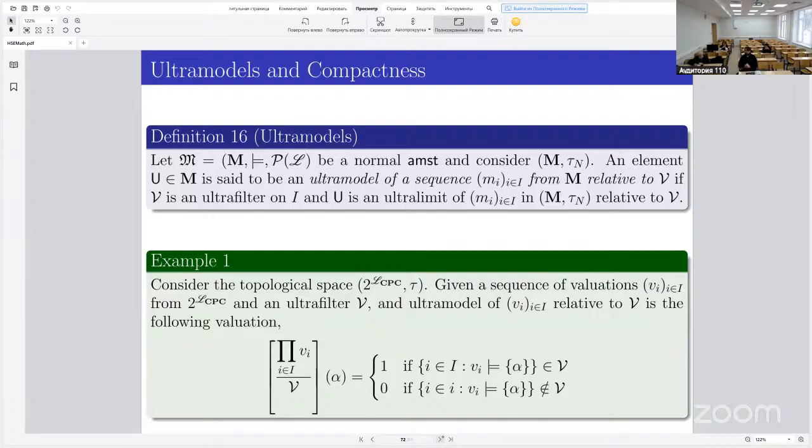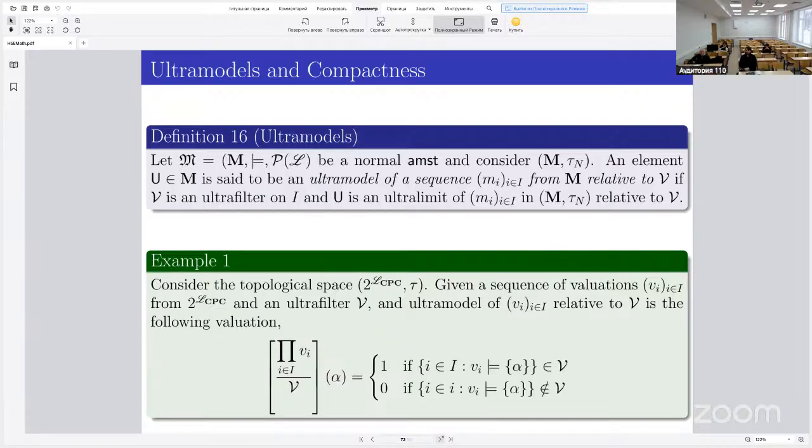So again, consider the topological space that we have defined earlier. You have a sequence of valuations from the LPC set of functions and an ultrafilter V. The ultramodel of this sequence of valuations relative to V is this valuation. So there is a typo, it should be capital I. This is well defined because V is an ultrafilter, so either it belongs or its complement belongs to it.